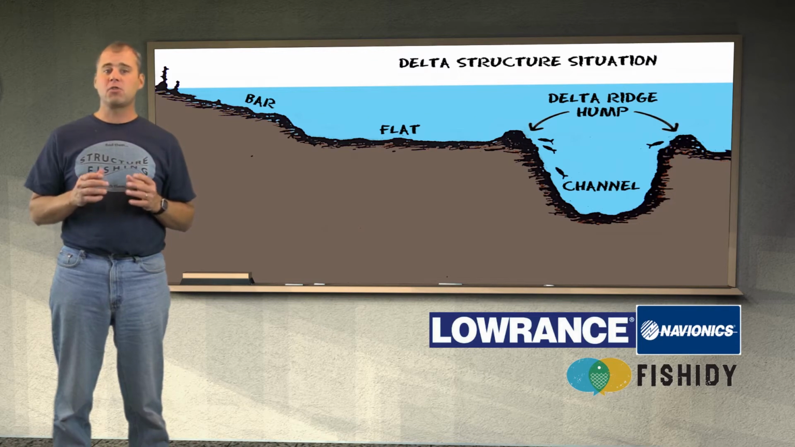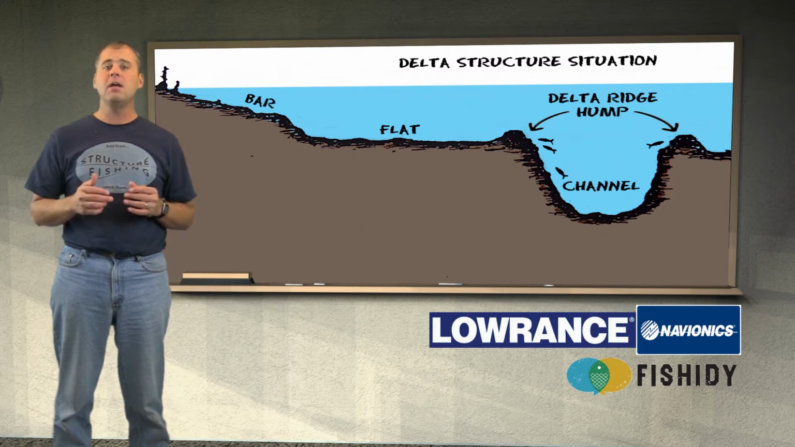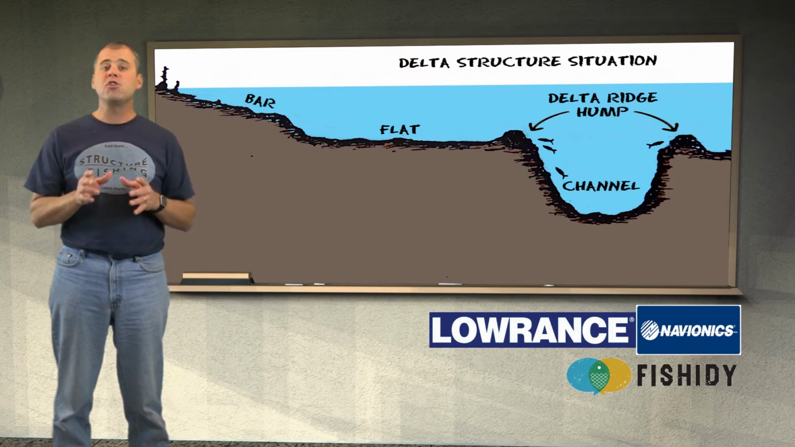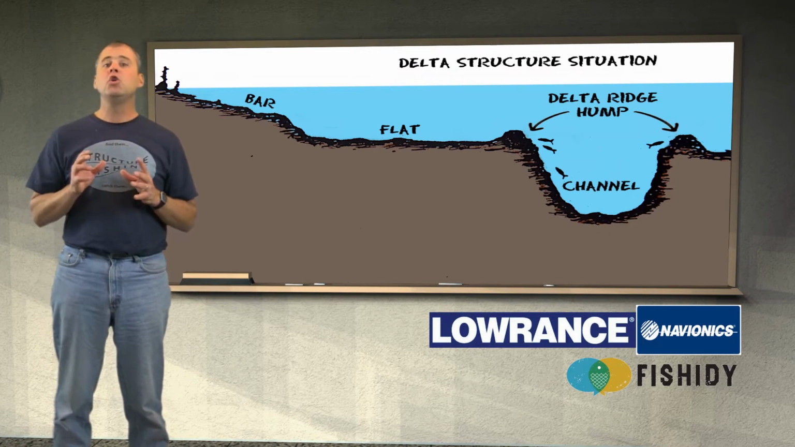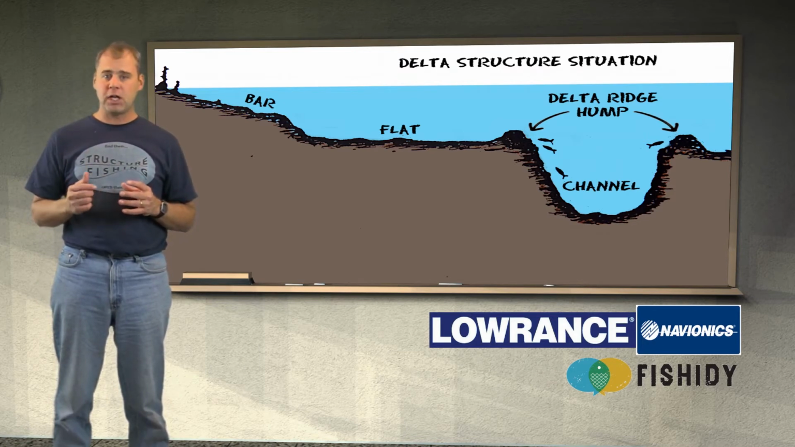You'll find this delta structure situation in reservoirs. Most reservoirs that contain delta-type structures will be found in lowland and flatland type reservoirs. Buck Perry says this type of structure situation will teach you more about fish movements than any other structure situation. This is what a delta structure situation will look like. You'll have ridges or humps along the main channel. The ridges or humps may be on one side or both sides of the channel.